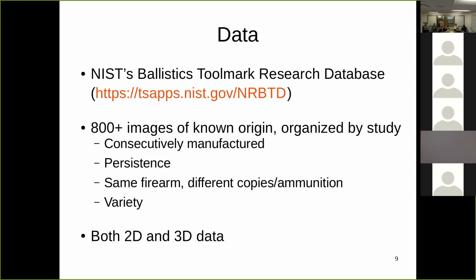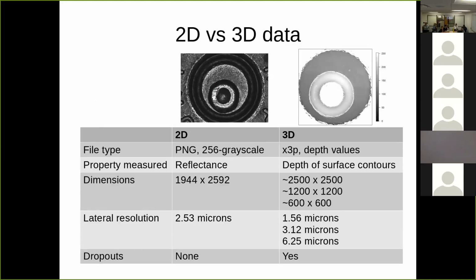In this database, there's both 2D and 3D data of the same cartridge case, and this is great because we are then able to compare the results for the two. So this is a summary of the differences between 2D and 3D data. The 2D images are in PNG format, so basically we can think of it as a matrix of pixel values where each entry of the matrix is a value between 0 and 255. The values are on a 256 grayscale, so 0 is black and 255 is white, and the scale in between is linear.